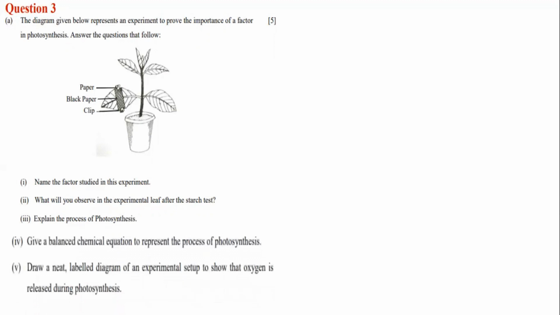The question 3, the diagram given below represents an experiment to prove the importance of a factor in photosynthesis. Answer the questions that follow. Name the factor being studied in the experiment. What will you observe in the experimental leaf after the starch test? Explain the process of photosynthesis. Give a balanced chemical equation to represent the process and draw a neat labeled diagram of experimental setup to show that oxygen is released during photosynthesis.